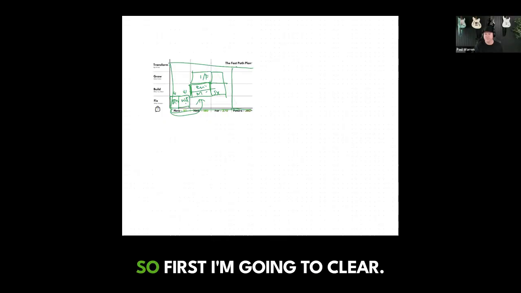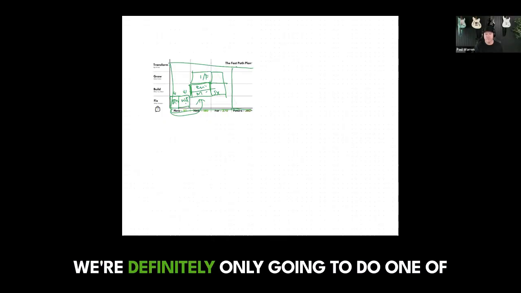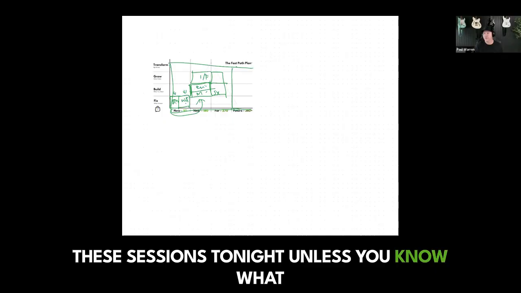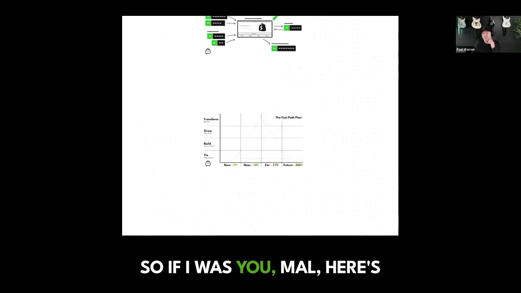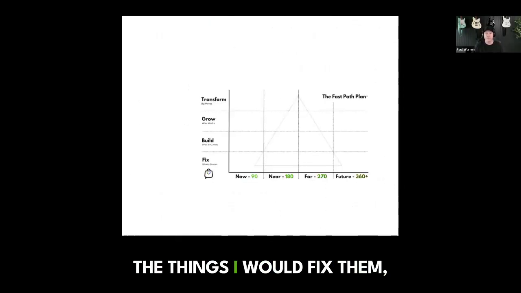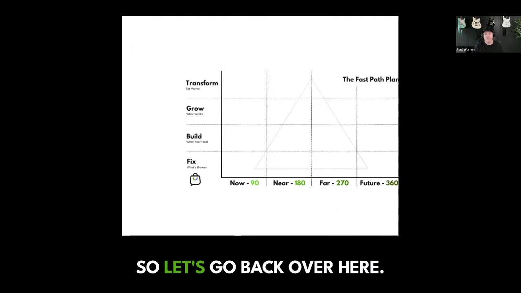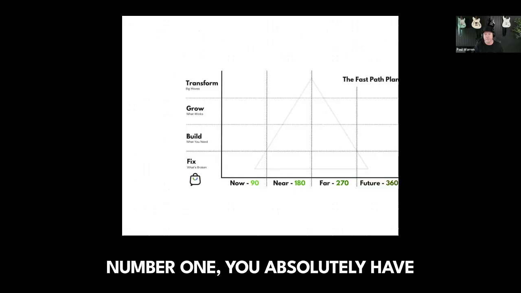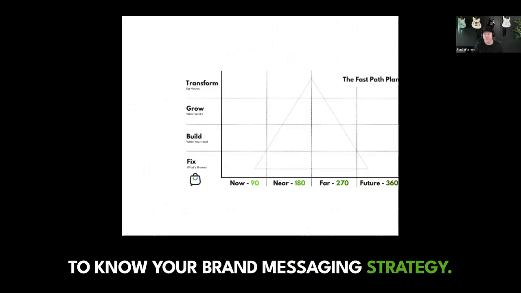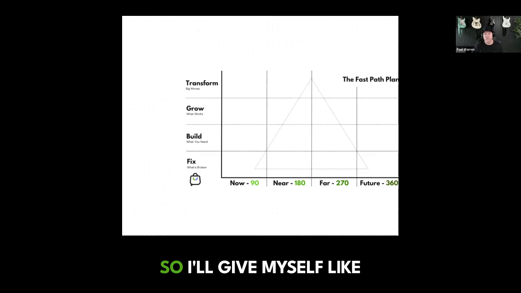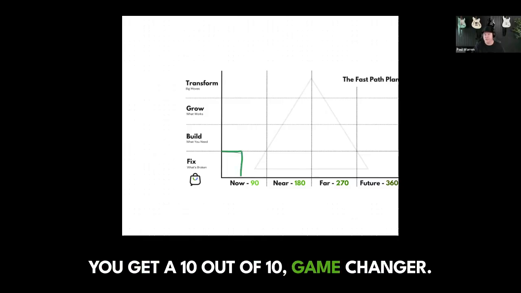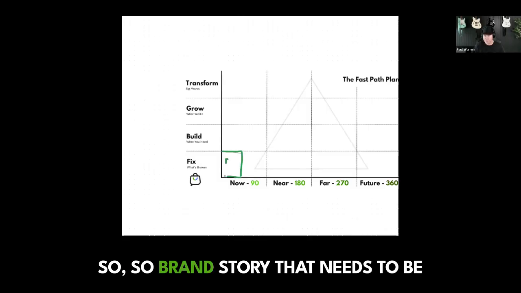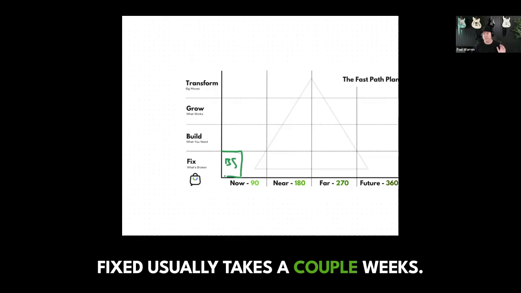So let's do this. First I'm going to clear. We're definitely only going to do one of these sessions tonight. Unless, you know what, you can do the next one after this one. So get ready. If I was you, Mal, here are the things I would fix in the order that I would fix them. Number one, you absolutely have to know your brand messaging strategy. I did a terrible job, right? I'll give myself like a 5 out of 10 or something. If you get a 10 out of 10, game changer. So brand story needs to be fixed. Usually takes a couple of weeks.